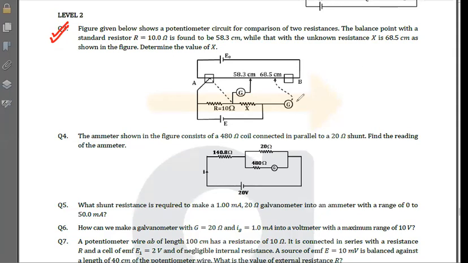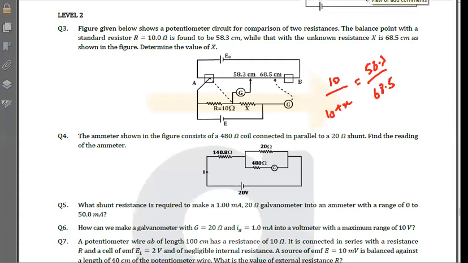Yes, question 3 is a Kahoot question. Very good. You guys remember that it was R1 by R2 is equal to L1 by L2. And here R2 is this plus this. I hope all of you remember this question from Kahoot. So it is 10 divided by 10 plus X is equal to 58.3 by 68.5.